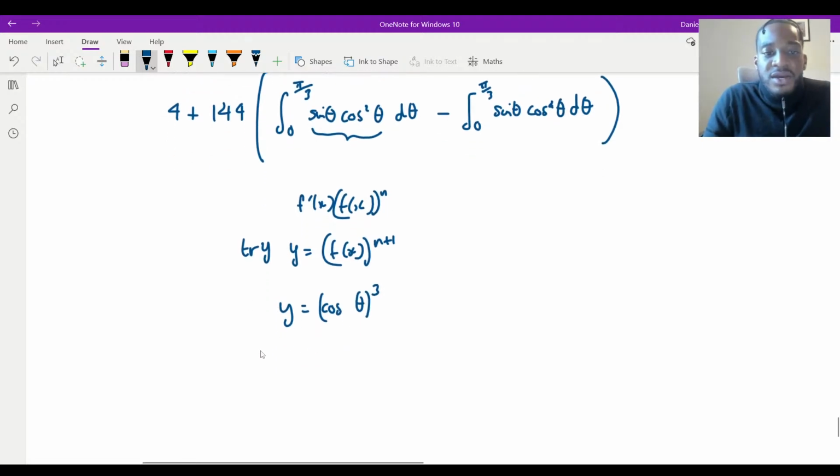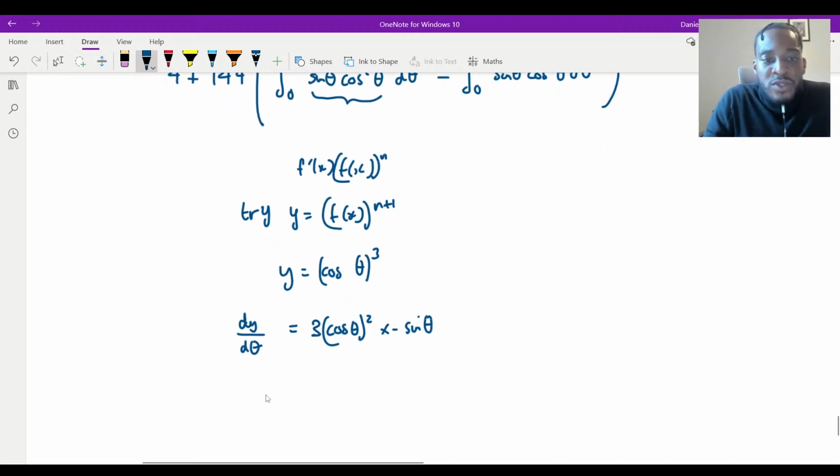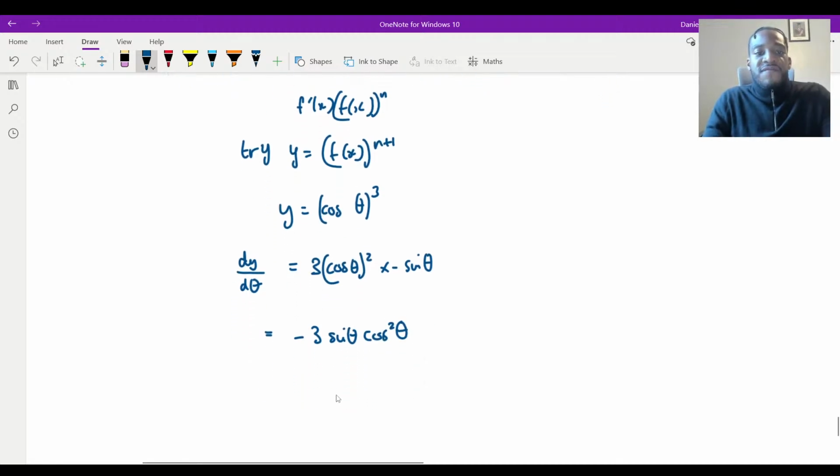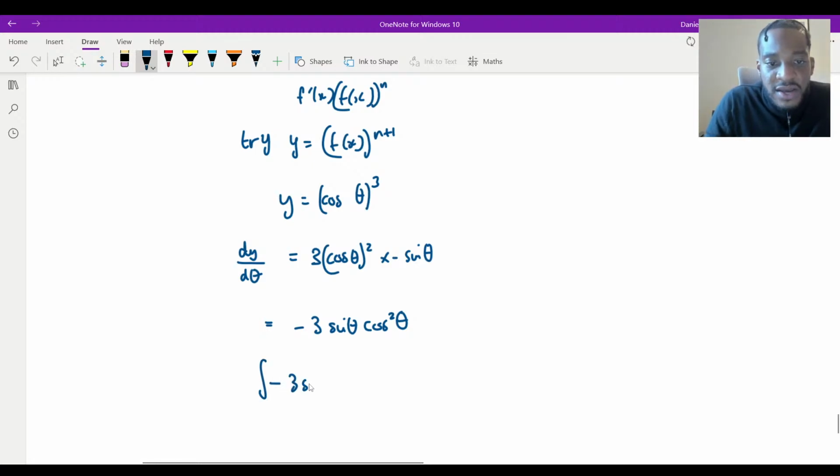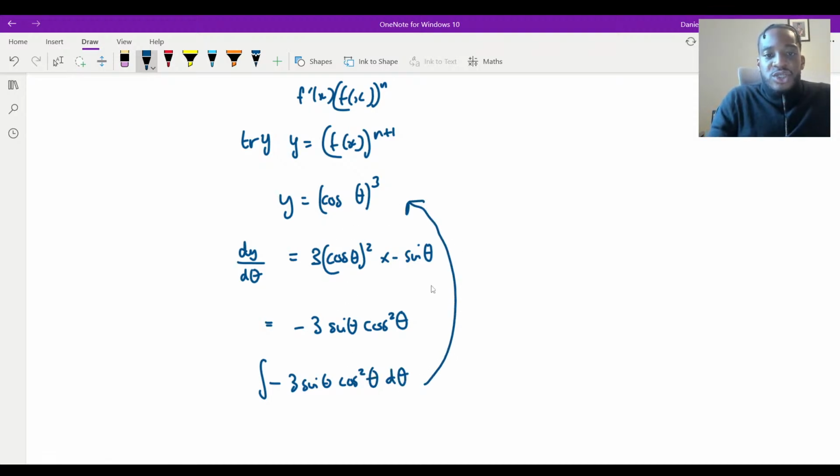That way, if I differentiate, dy over d theta is going to equal 3 cos theta all squared. It drops 1, and it's going to be minus sine theta. If I tally that up, I'm going to have minus 3 sine theta cos squared theta. So now if someone asks you to integrate sine theta cos squared theta d theta, well then I know that that's just going to be that, because I just differentiated that and I got that.